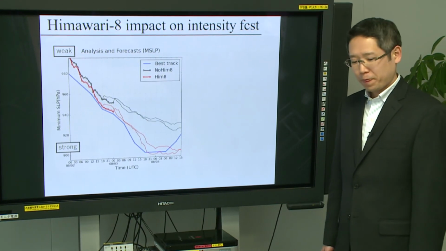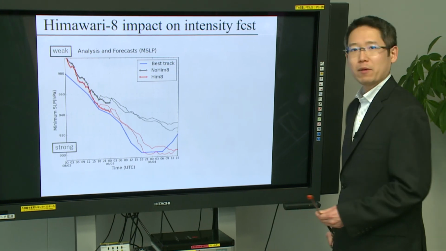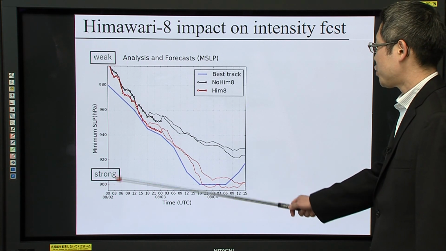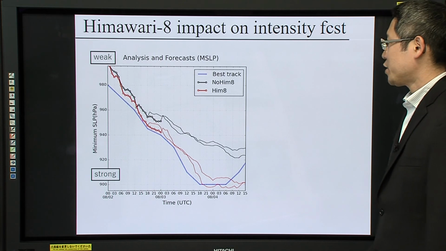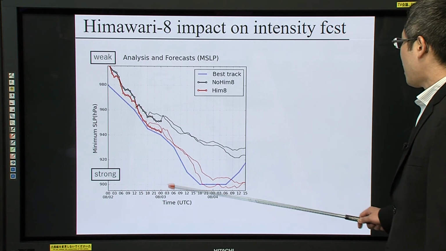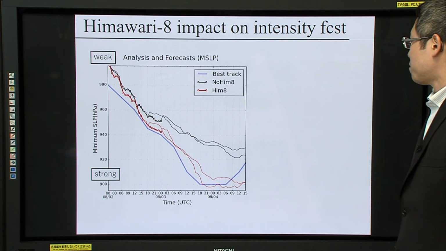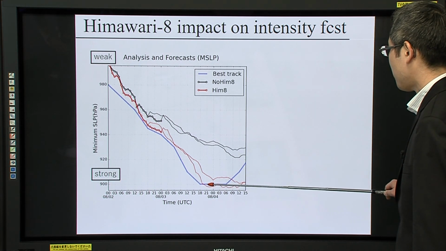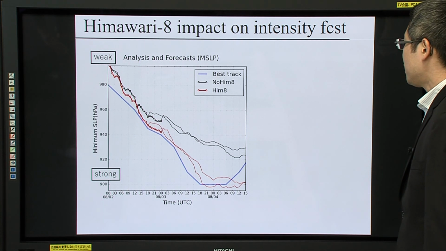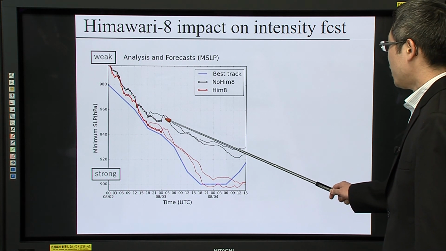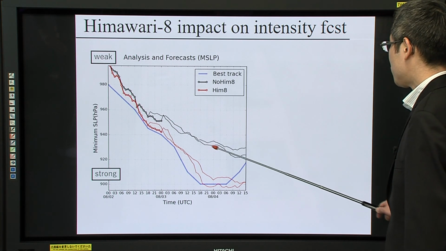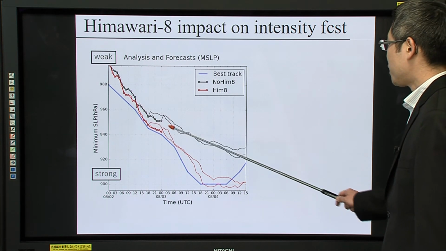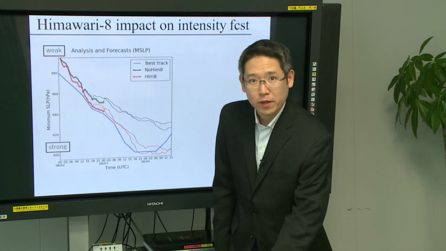By initializing the model from this analysis using Himawari 8, we can predict the rapid intensification of this typhoon. This graph shows the minimum sea level pressure, so the lower, the stronger. The blue is the observed best track data. It reaches 900 millibar, 900 hectopascal here. That's the strongest. And without Himawari 8 data, the prediction was a lot weaker than it should be. But with Himawari 8, we can clearly see the advantage, the improvement of the forecast.